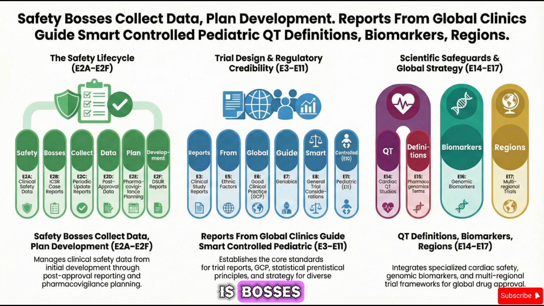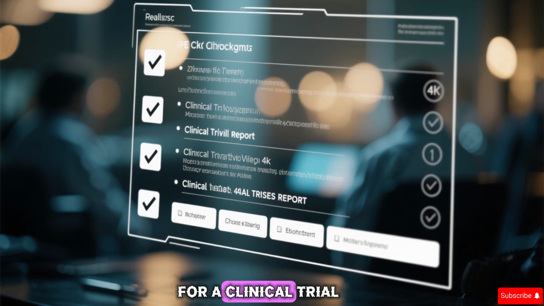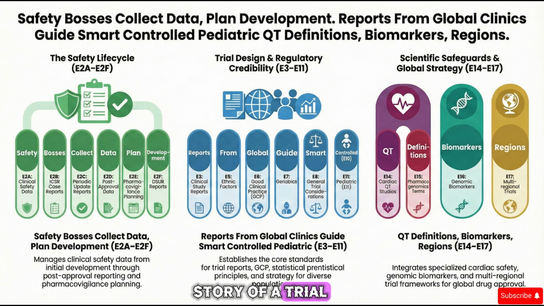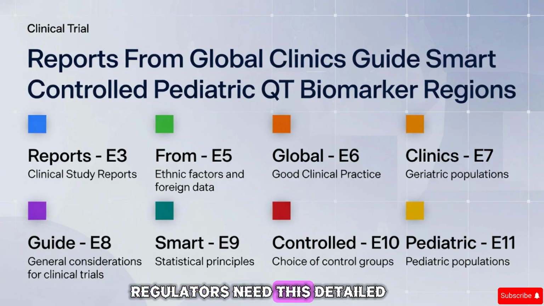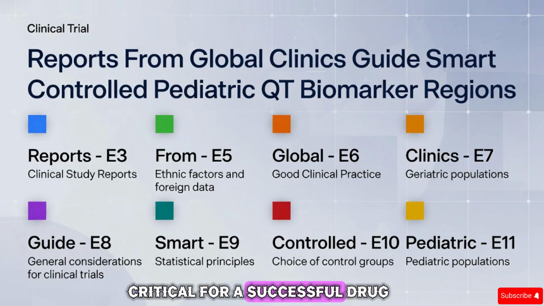Next in our phrase is bosses, which stands for ICH E3. This guideline is about the structure and content of clinical study reports. Think of it as the ultimate final report for a clinical trial. It's a huge, comprehensive document that tells the entire story of a trial: what the objective was, how it was designed, who participated, what the results were, and what it all means. Regulators need this detailed report to scrutinize every aspect of the study before they can even consider approving a drug. It ensures transparency and allows for a thorough, independent review.